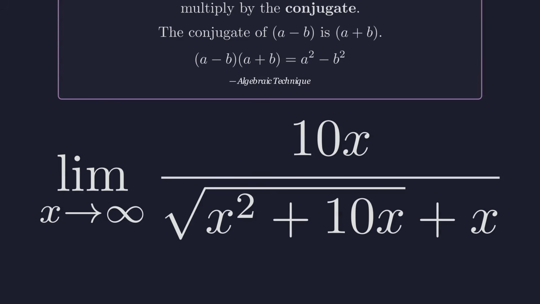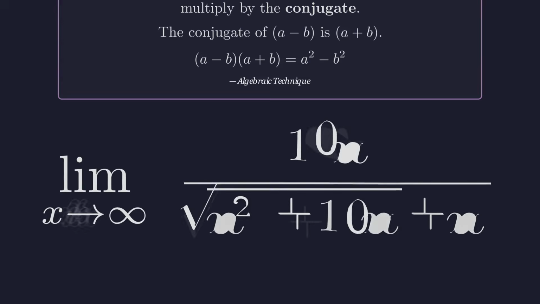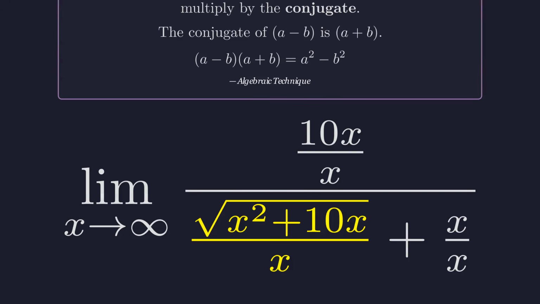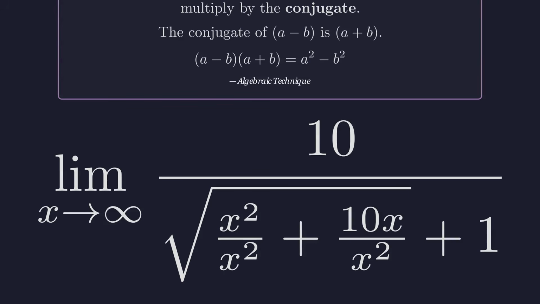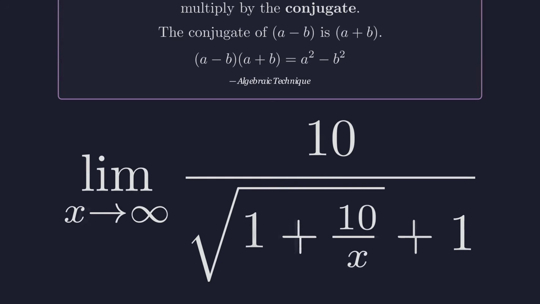At this point, we have an infinity over infinity form. To solve this, we can divide both the numerator and the denominator by the highest power of x in the denominator, which is just x. So we divide every term by x. To bring the x inside the square root in the denominator, we must square it. So x becomes the square root of x squared. This gives us the square root of x squared over x squared plus 10x over x squared. Simplifying the fractions, we get this final expression.